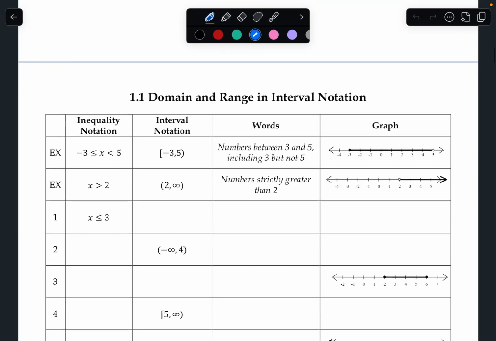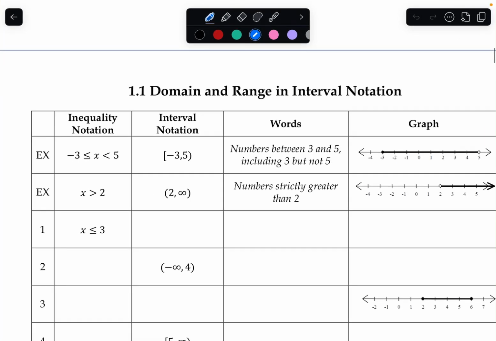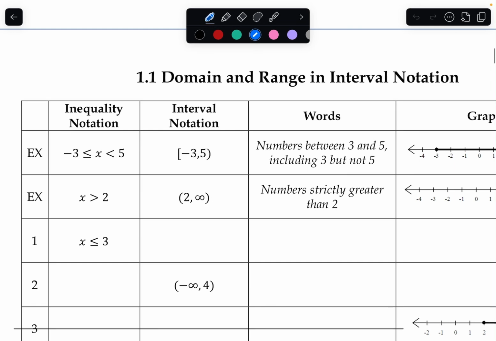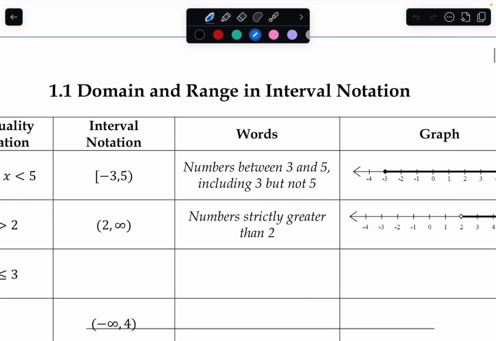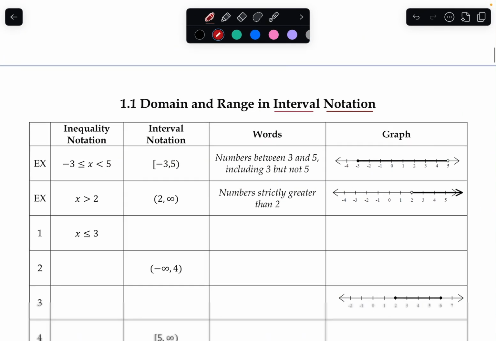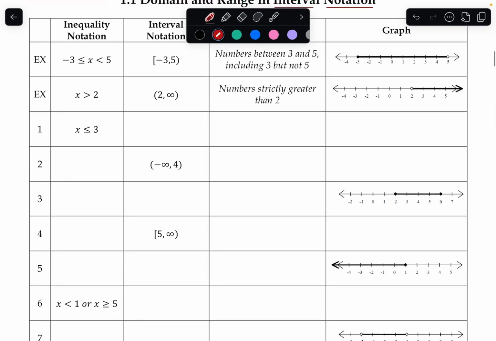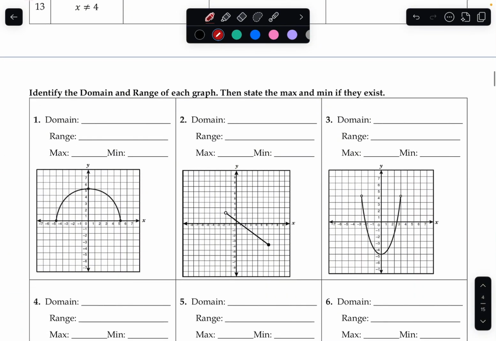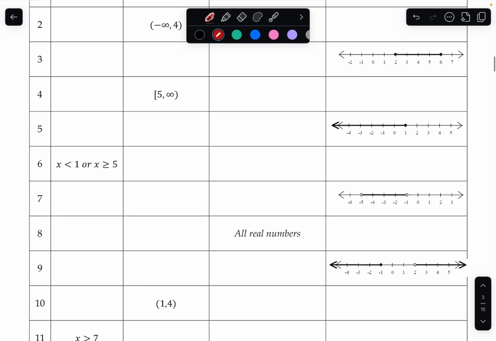All right, in this lesson, we are talking about domain and range, which will be a review from Algebra 1. But this time in Algebra 2, we are going to write it in what is called interval notation. So this first page is just to introduce how to use interval notation. And then on the second page, we'll talk about domain and range.